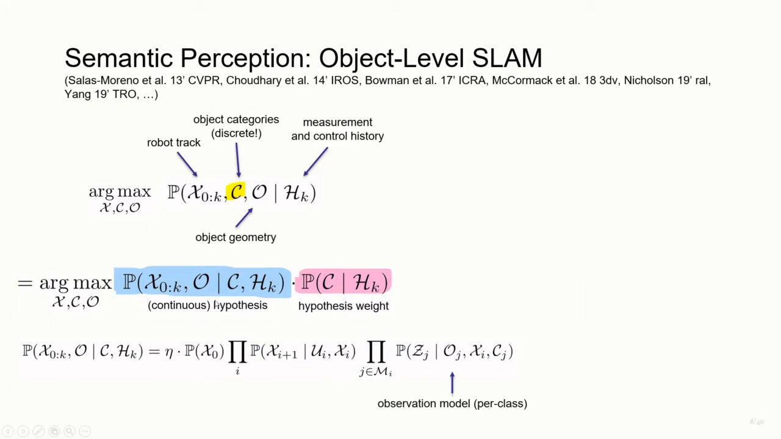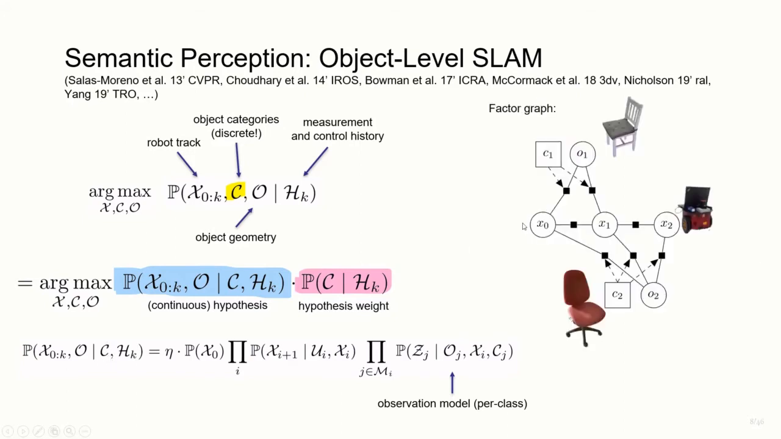As before, the continuous hypothesis can be split into a product of prior, motion and observation model factors. This time, the observation factors are conditioned on object geometry and robot location when observing the object, as well as the object class, making it a semantic factor. For each hypothesis, the set of semantic factors is different, corresponding to the combination of classifications. And this is reflected in the factor graph of the problem. Here we see that observation factors, which connect robot pose and the observed object, are switched by the class hypothesis. So for each class hypothesis, there's a different factor graph to be solved.